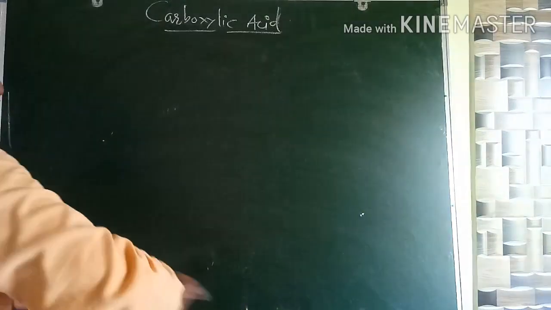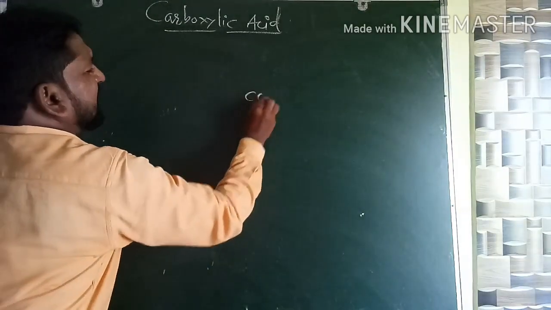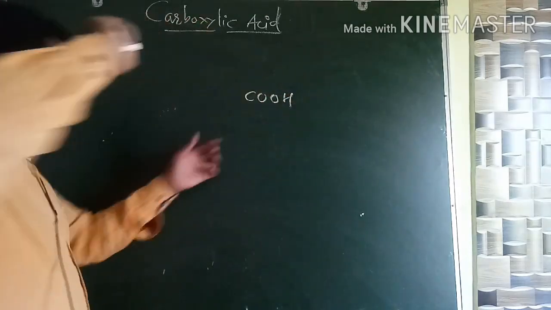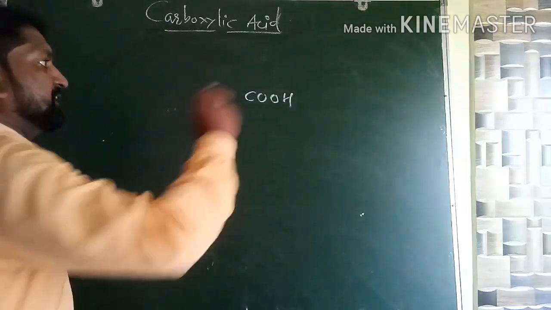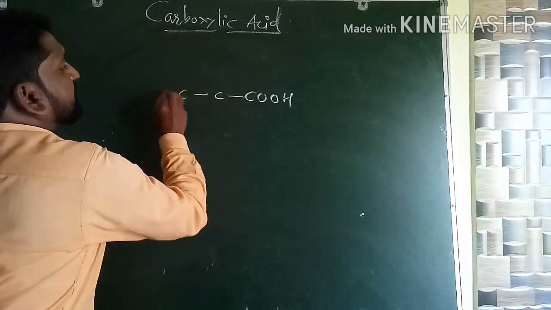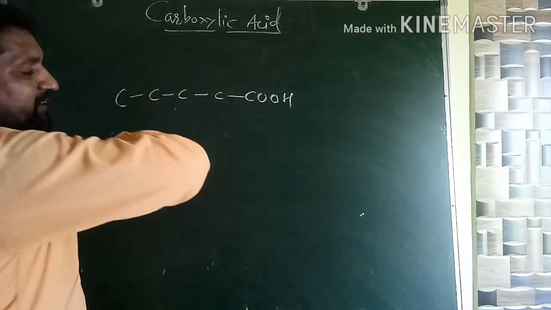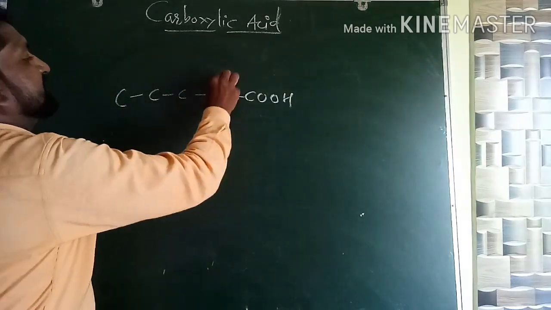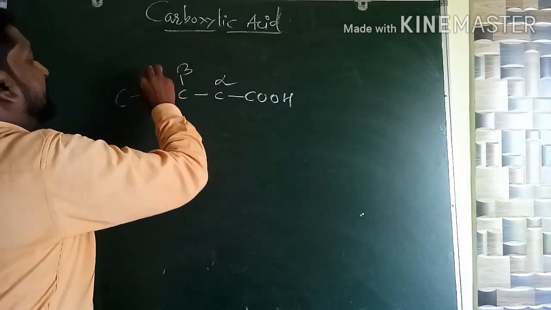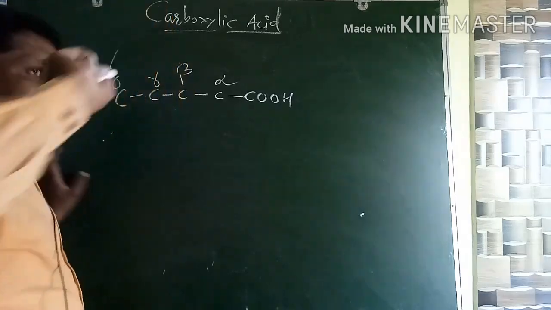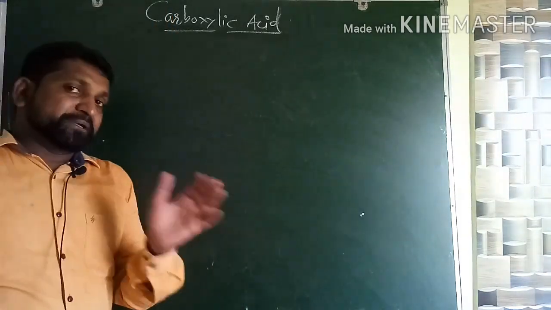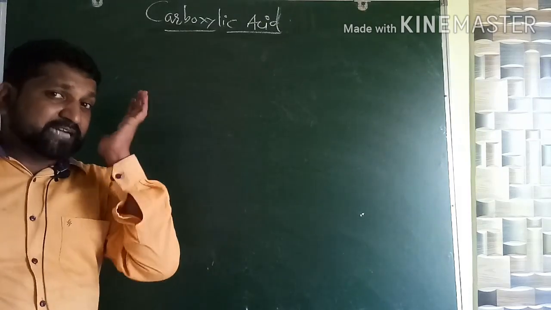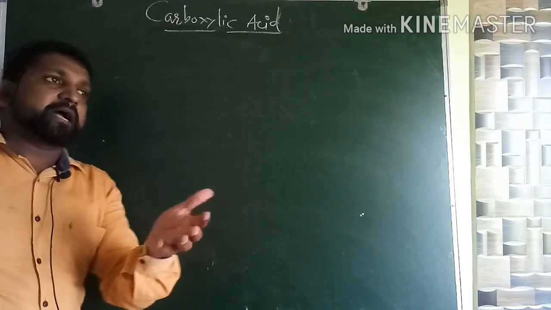For example, see here, this is your carboxylic acid, which is always present at the terminal position, at the end position. Suppose this is the carbon, carbon, carbon, carbon. Then the determination is like that. This is the alpha, it is the beta, it is the gamma, and it is the delta carbon atom. Remember one thing, whatever nomenclature we are going to find out right now is the common name system.